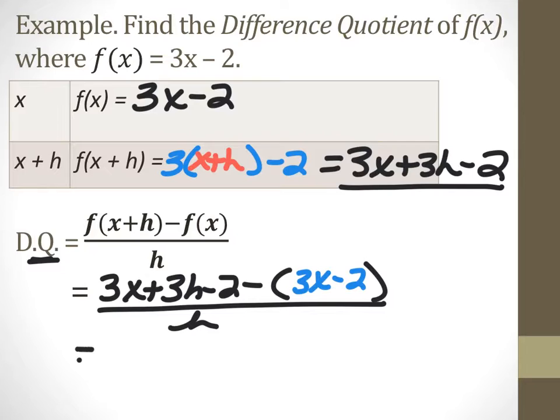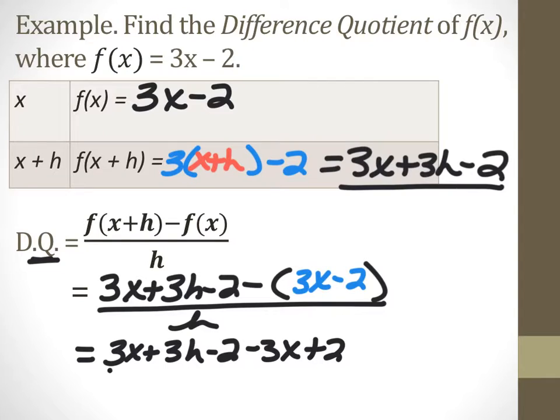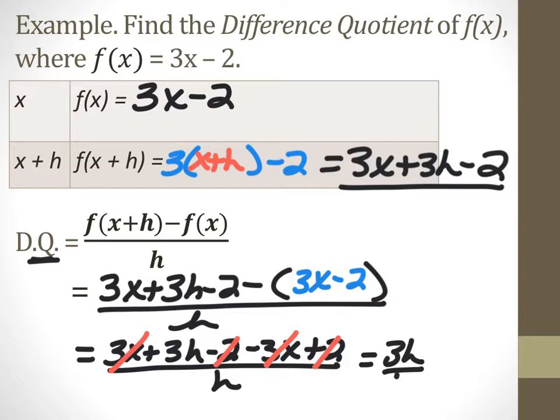And let's go ahead and simplify. 3x plus 3h minus 2. Distribute the negative sign across there, and you get negative 3x plus 2. Watch that positive sign. And then at this point, we're going to be able to add some things to 0. Positive 3x minus 3x add to 0. Negative 2, positive 2 add to 0. And what we have left then is just 3h over h. And those h's divide out and give you 3.